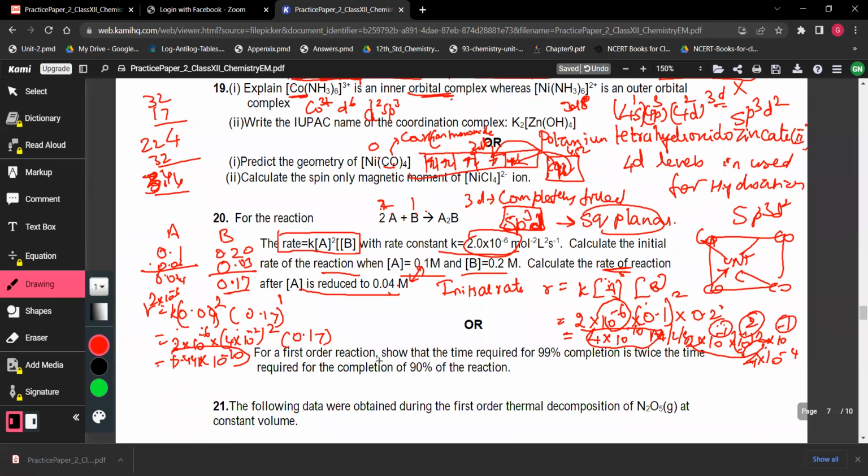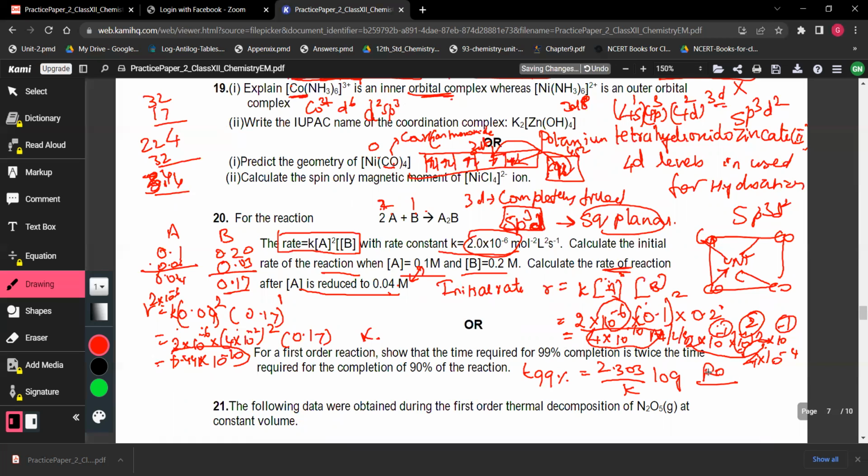Understand? For a first order reaction, show that the time required for 99% completion is twice the time required for completion of 90%. This is also a very important question. So first let us write the time required for 99%. How much is it? 2.303 by k log of... k values and all are not given, so right away write the formula. Log R naught by... they have not given the reaction. So 99% completion means how much is remaining? Just 1% is remaining.